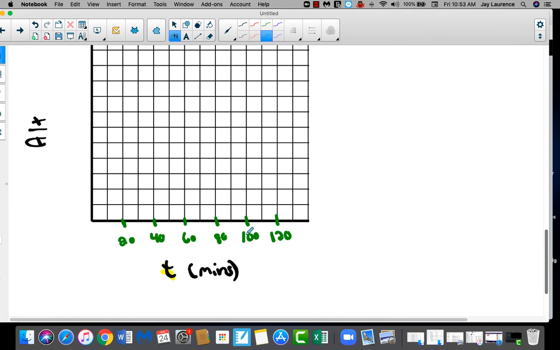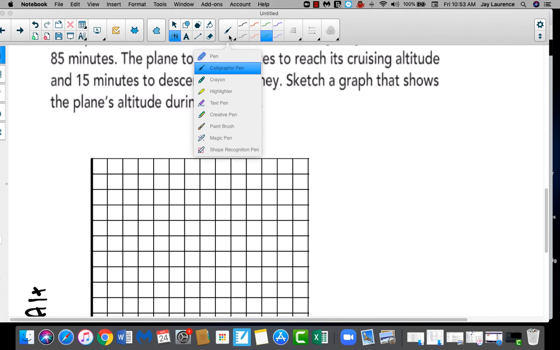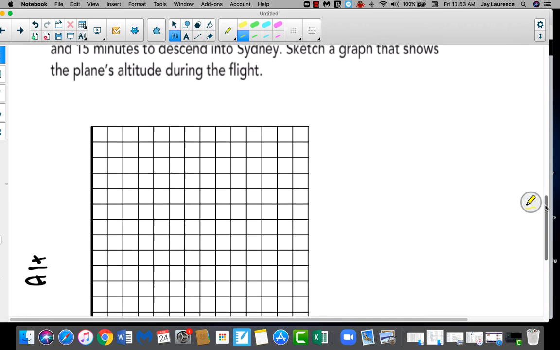40, 60, 80, 100, 120. No, that's okay. That's 2 hours right there. Yeah, that'll work. Okay, so now let me mark my intervals, right? So the plane takes 20 minutes to reach its cruising altitude.